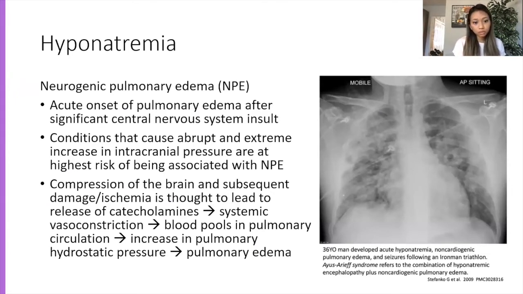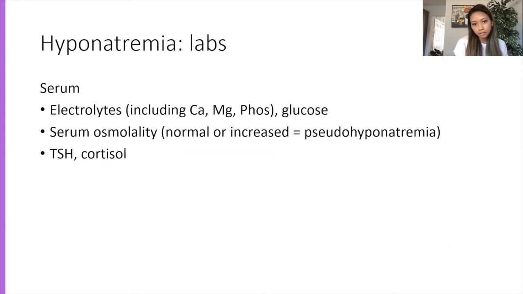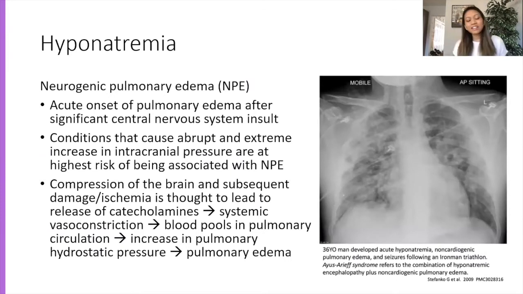So the compression of the brain and the damage or ischemia is thought to lead to increase of catecholamines. This leads to systemic vasoconstriction, and then the blood pools in the pulmonary circulation. And then you get an increase in hydrostatic pressure, and then you get pulmonary edema. No, that's just a picture of it.